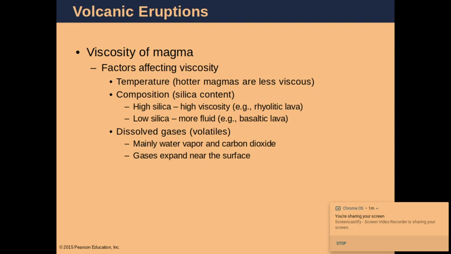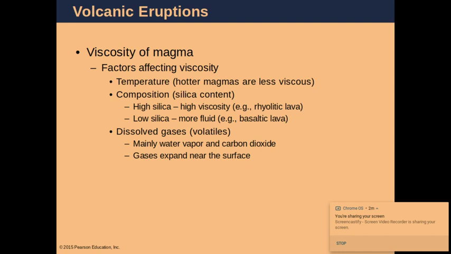Then you have a low silica magma. These are things like basalt, so basaltic magma. This is what comes out of Kilauea in Hawaii. These are much more fluid, and this is the reason why Kilauea, for the most part, just keeps bubbling out. And then finally, the dissolved gases.